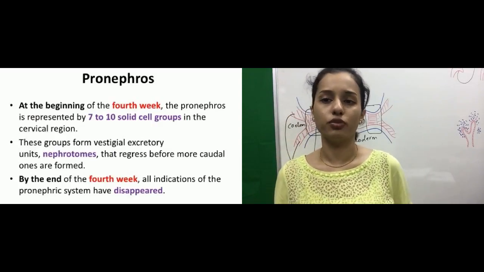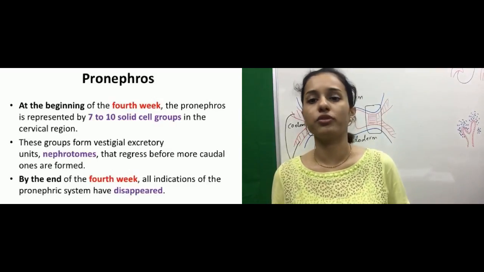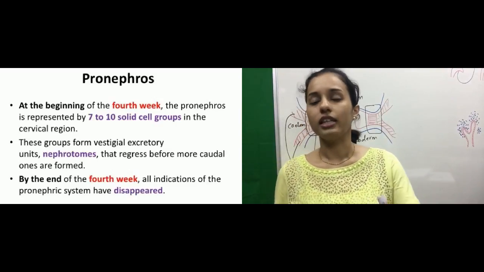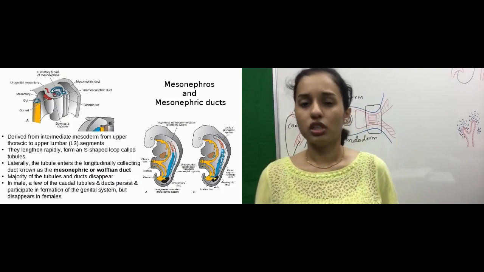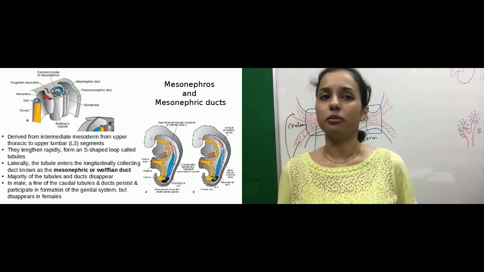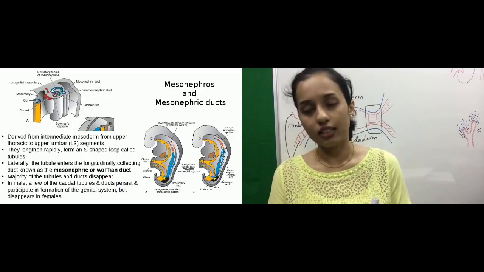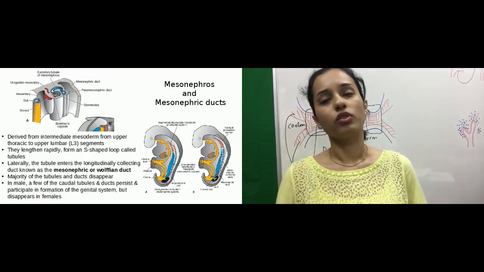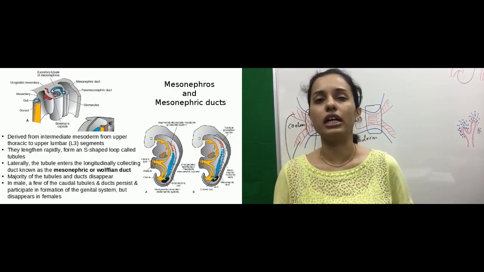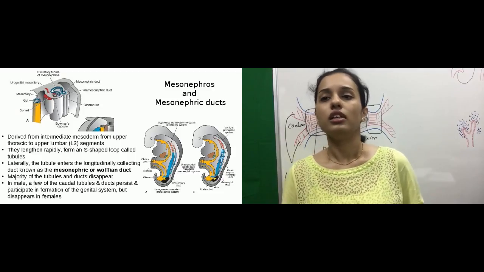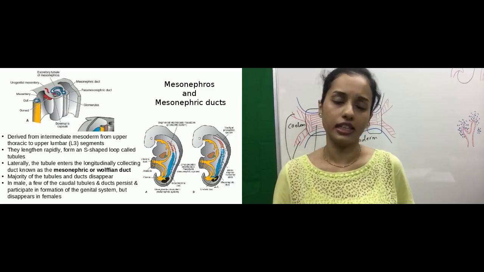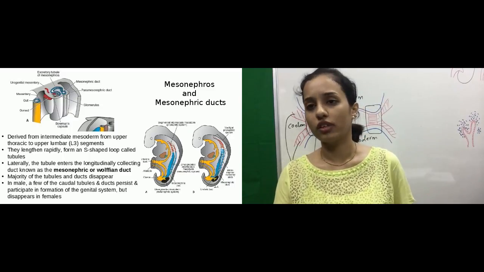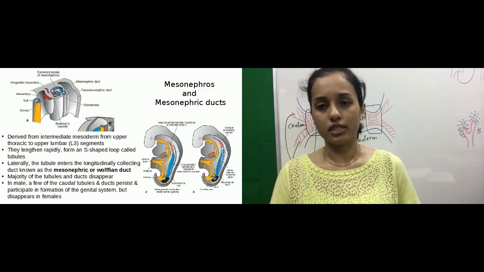So by the end of the 4th week, all the pronephric system disappears, and there will be formation of the second system, which is the metanephros. As I mentioned earlier, the mesonephros acts like a temporary kidney, just during the early fetal period. For the time being, it will be functional and act as a kidney system. Once the metanephros develops, it disappears.